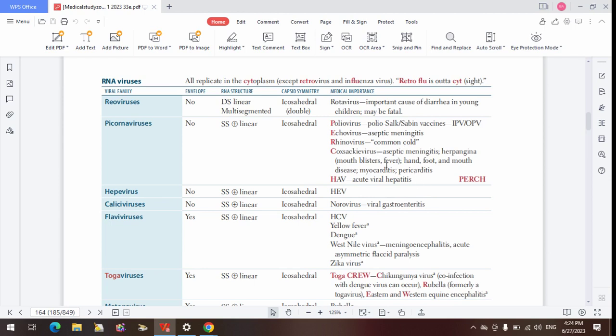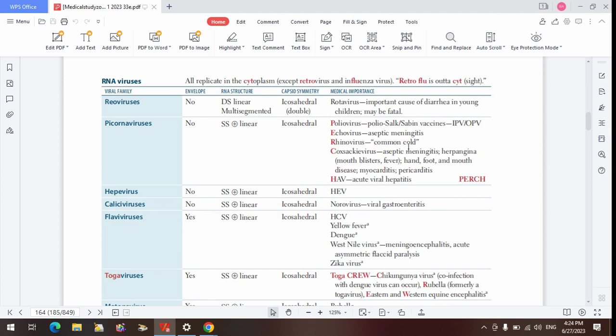But we already know about polio. Polio is more of paralysis. It just causes paralysis of the muscles, and you get it through the fecal route. That's the basic presentation for polio virus. And echo virus causes aseptic meningitis. That's the major disease that it causes.